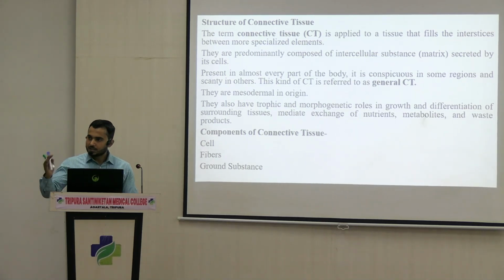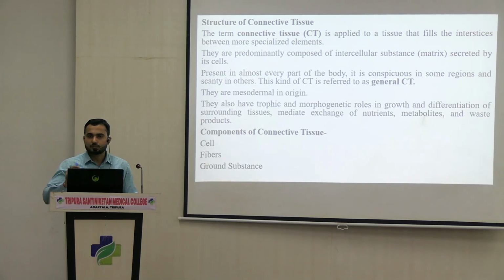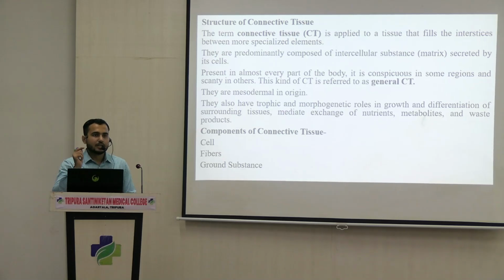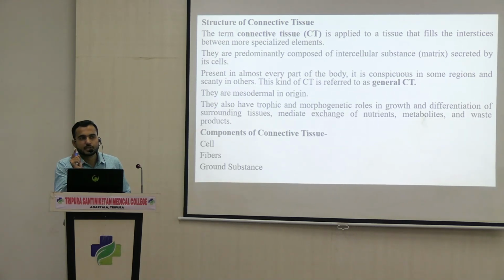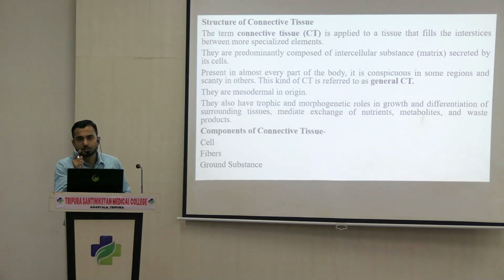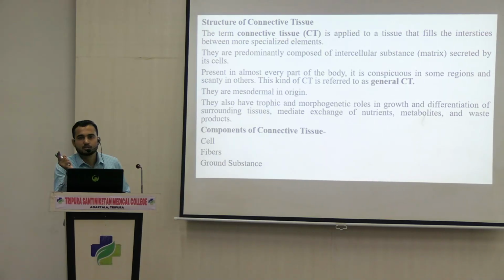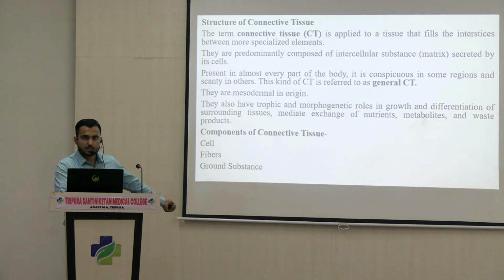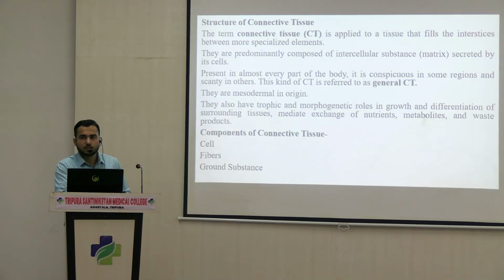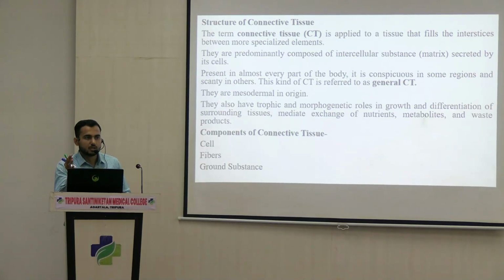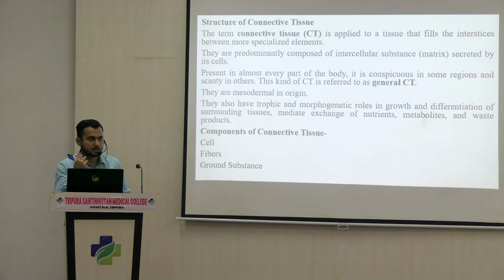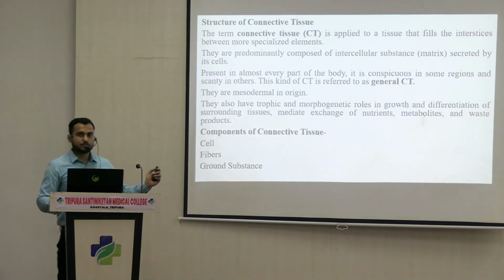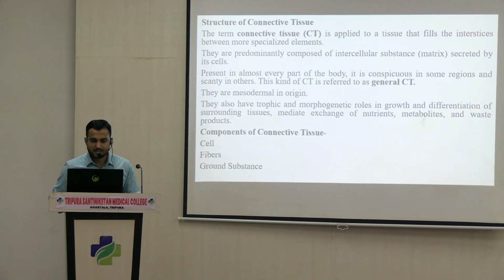Now there is a shortcut to remember the components. How to remember the components? In connective tissue, which is the first alphabet? C. What is the number of C? 3. So components are also 3. Like this, some shortcuts are there which you apply, then you will never forget. Okay? So three components are there: cells, fibers, and ground substance. First we will see about the cells.